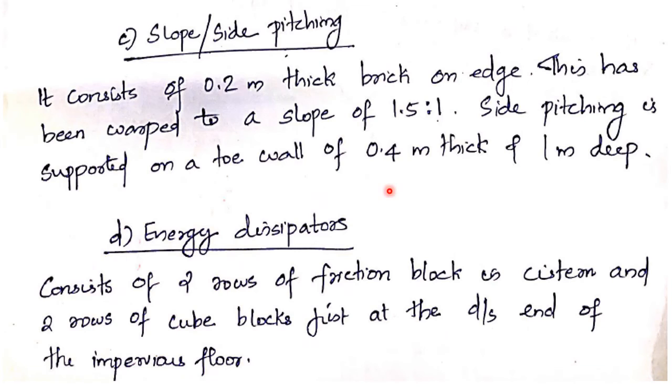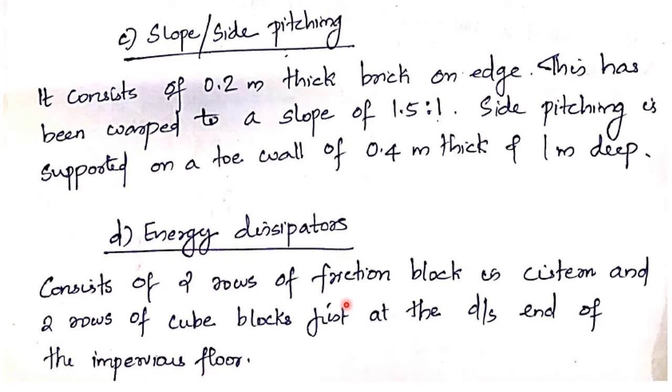Next is slope or side pitching, that is a side protection given for the sloping sides, and it consists of 0.2 meter thick brick pitching on the edge, and this has been warped to a slope of 1.5:1, and side pitching is supported on a toe wall of 0.4 meter thick and 1 meter deep.